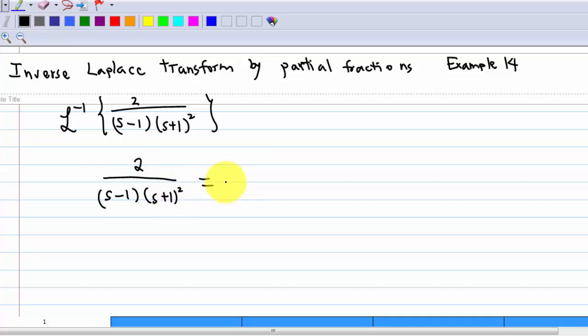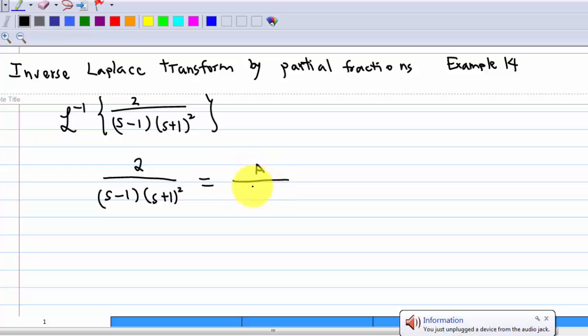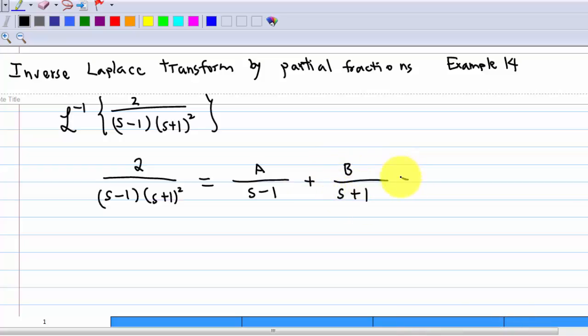This is equal to A over s minus 1 plus B over s plus 1 plus C over (s plus 1) squared. This is because s plus 1 is repeated 2 times, so there are 2 terms. One is B over s plus 1, another one is C over (s plus 1) squared. And we are going to find out what A, B, C are.